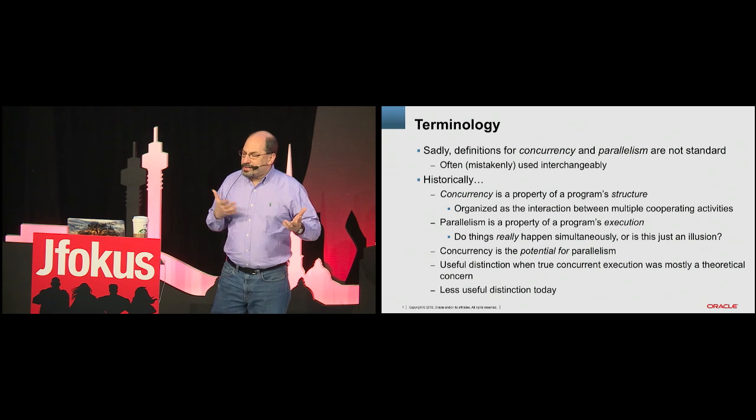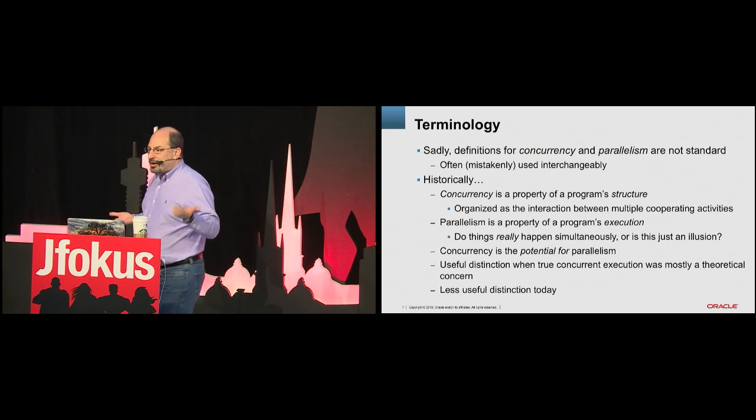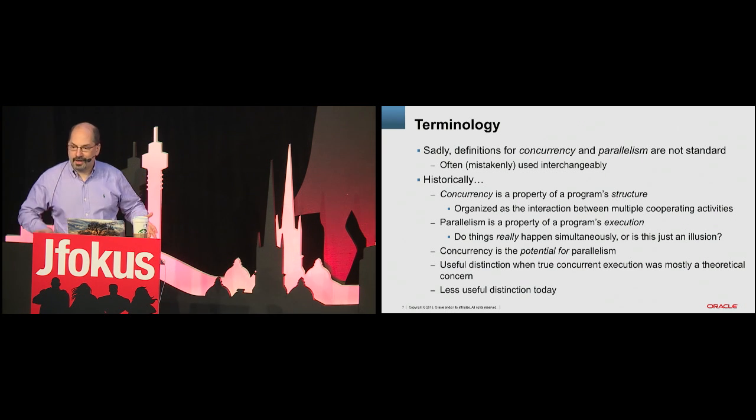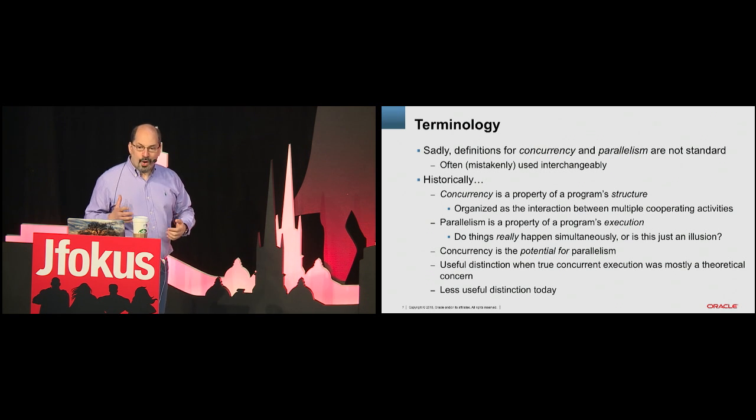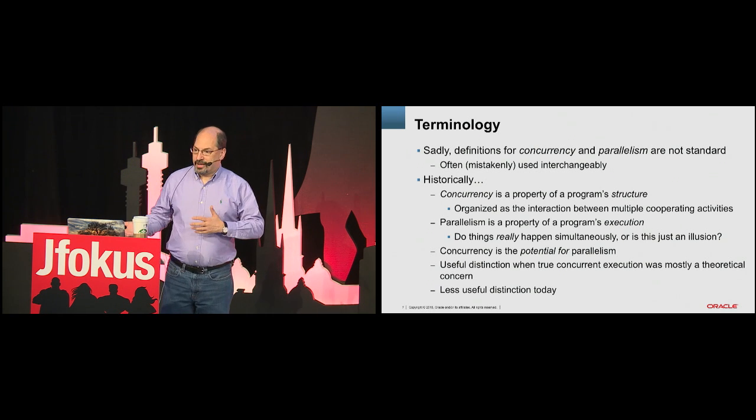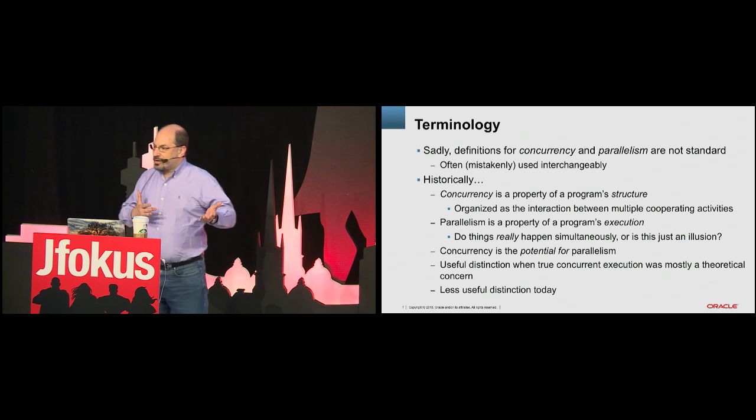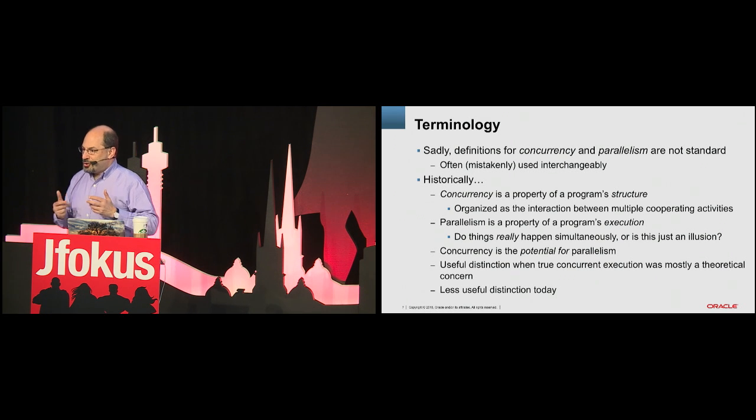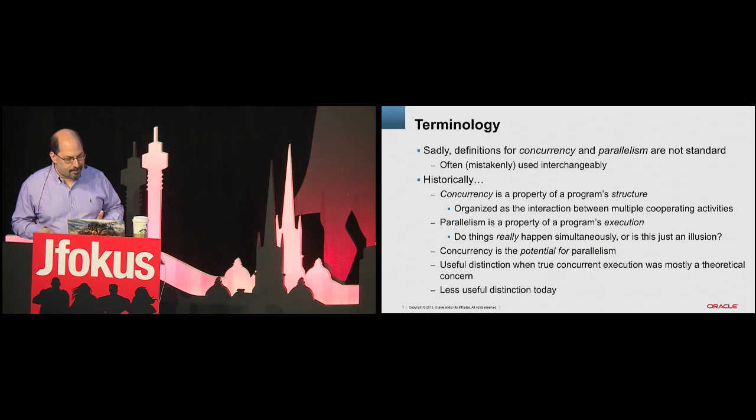The terms concurrency and parallelism, unfortunately, don't have standard definitions. Almost nothing in computer science has standard definitions. But we often make the mistake of using them interchangeably. We often use either concurrent or parallel to describe two things basically happening at the same time.